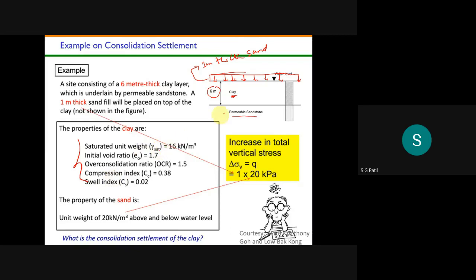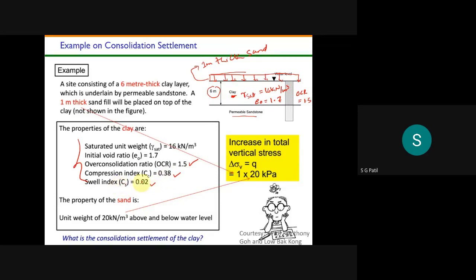What are those? Saturated unit weight of clay is 16 kilonewton per meter cube. My initial void ratio of the clay is e naught equal to 1.7. And they have given the over consolidation ratio, OCR equal to 1.5, and my compression index and swelling index are also given. Compression index is 0.38 and swelling index is 0.02.